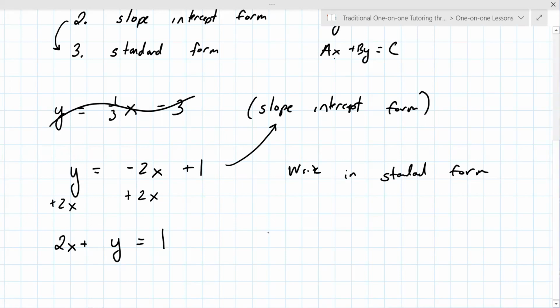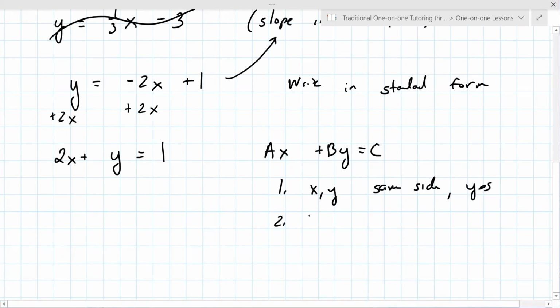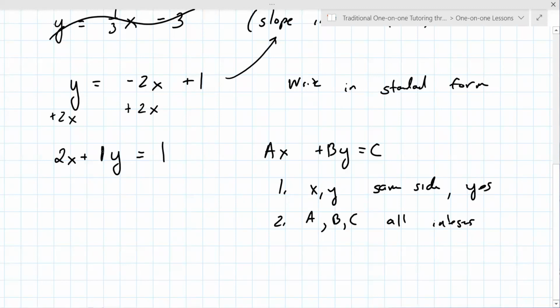Now standard form is like this: ax plus by equals c. So there's a couple of criteria. The first one is that x and y are on the same side. Is that true here? Second one is that a, b, and c are all integers. Do you see how 2 is an integer? There's really a 1 here. That's an integer, and 1 is an integer. So that's also true.